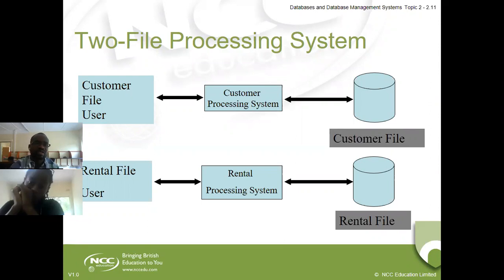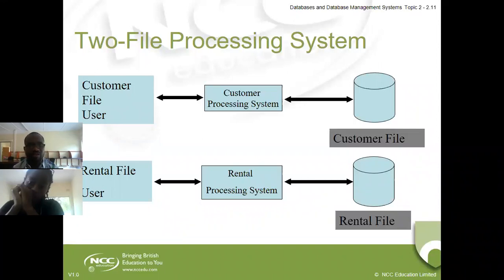When you sit on the computer and request for something, even on Google or whatsoever, the request goes to a DBMS, which we see in between. Then the DBMS requests from the actual database. So it's a two-file processing system like this. The way you see it there, that's how it is in reality.